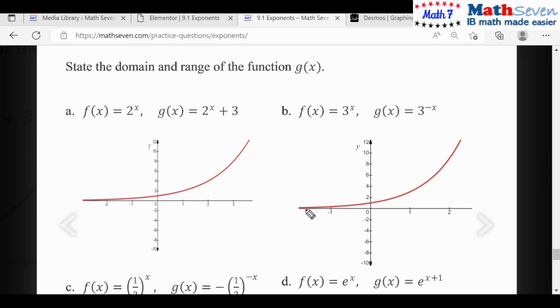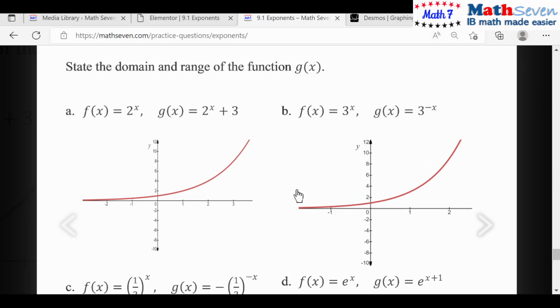This is 3 to the power of x, no problem. The domain is R as we said, and the range, as you know, is y greater than 0. That's great. Now what happens when you put this minus? From the previous questions we saw that it's a reflection about the y-axis. Nothing changes: the graph still gets so close to the x-axis but never intersects or goes beyond it. So the domain is R, but the range is y greater than 0, because the graph is all above the x-axis.